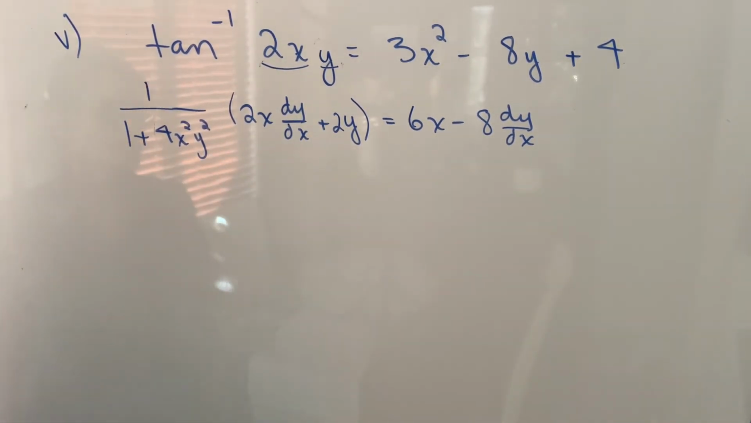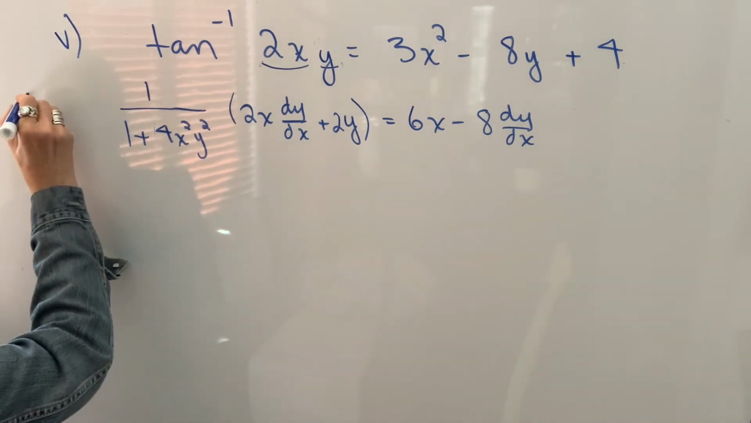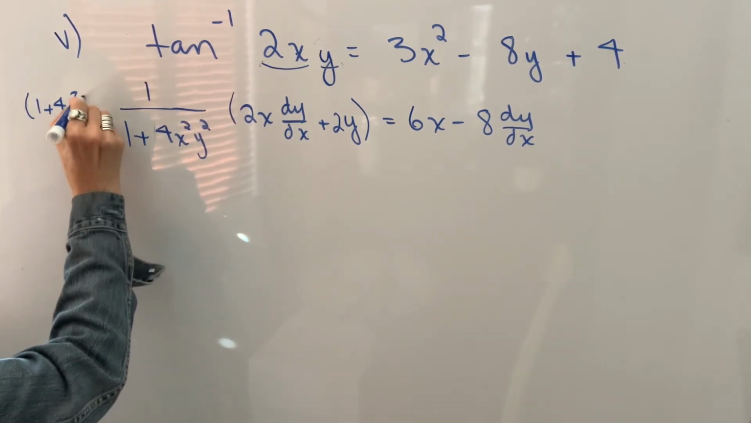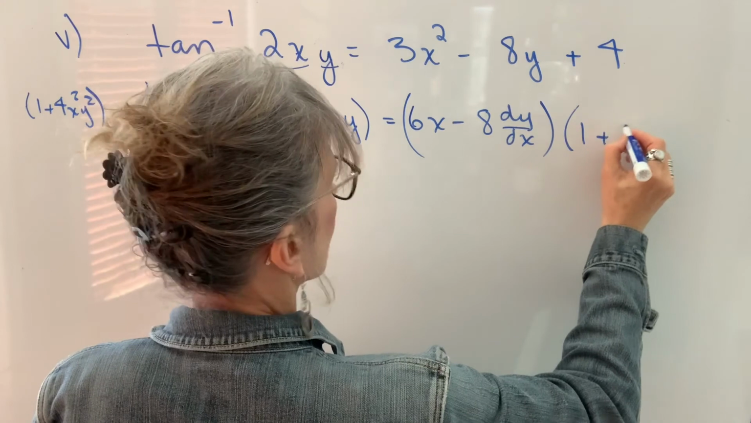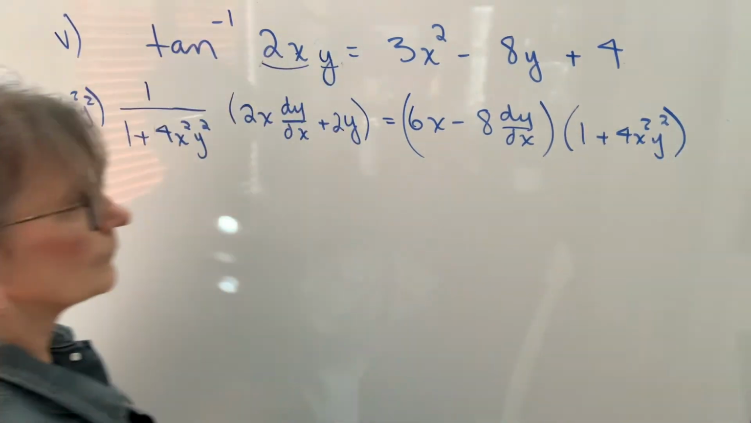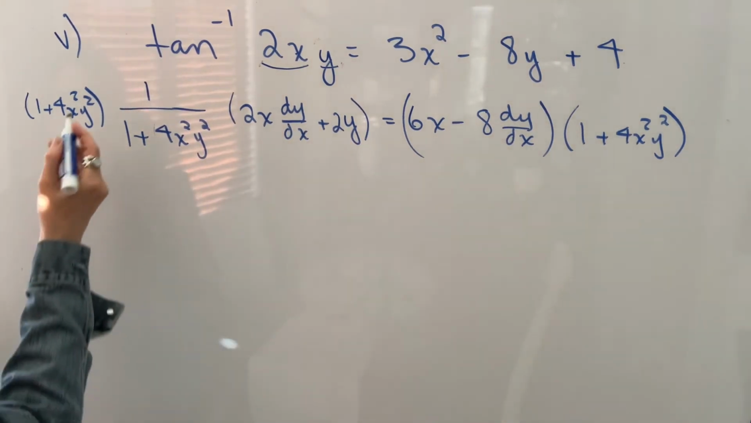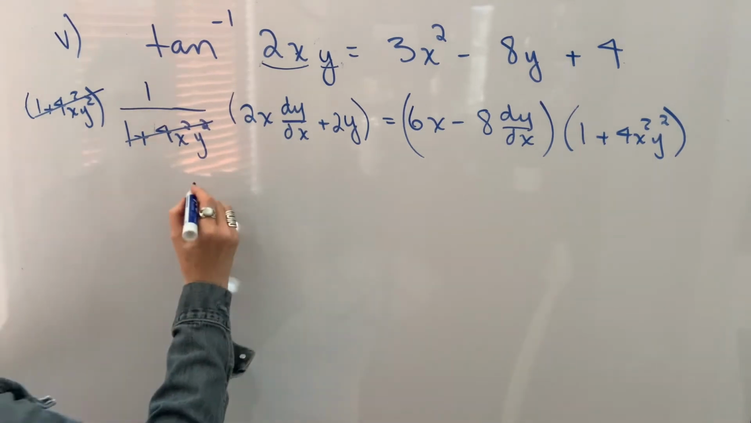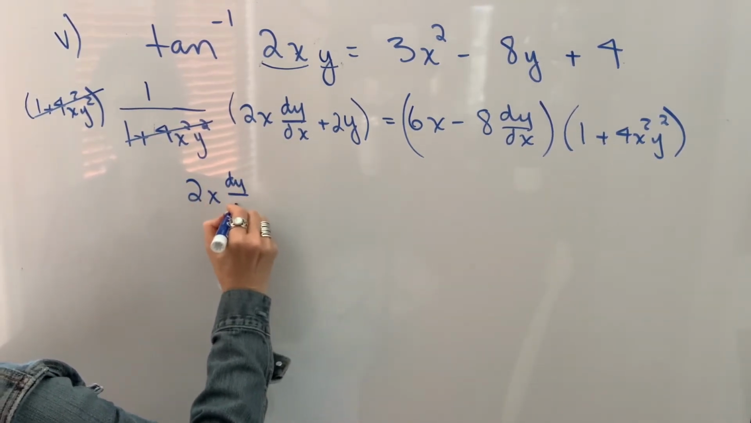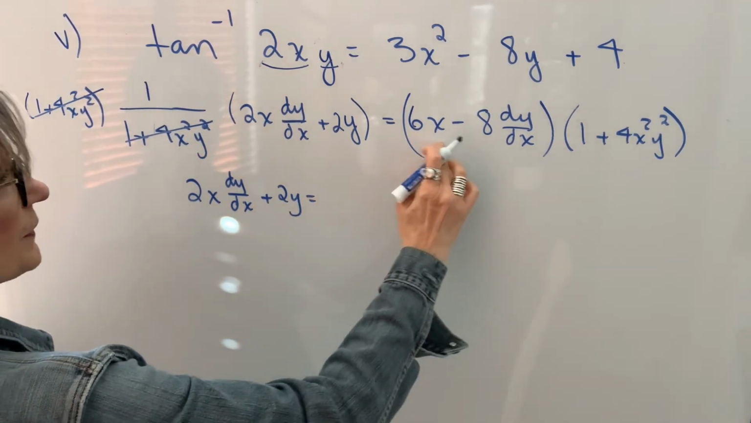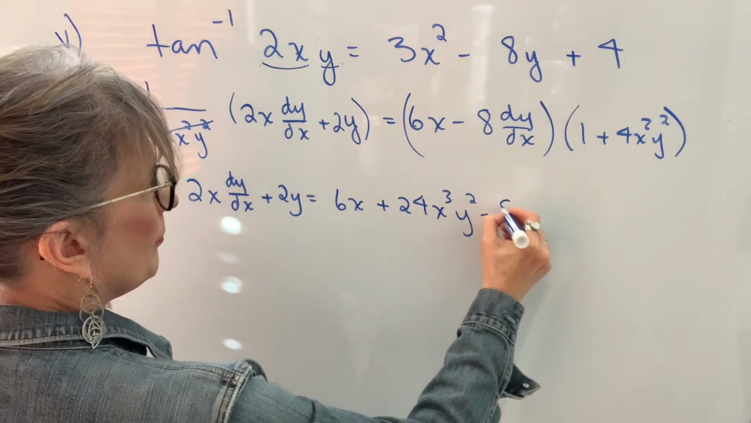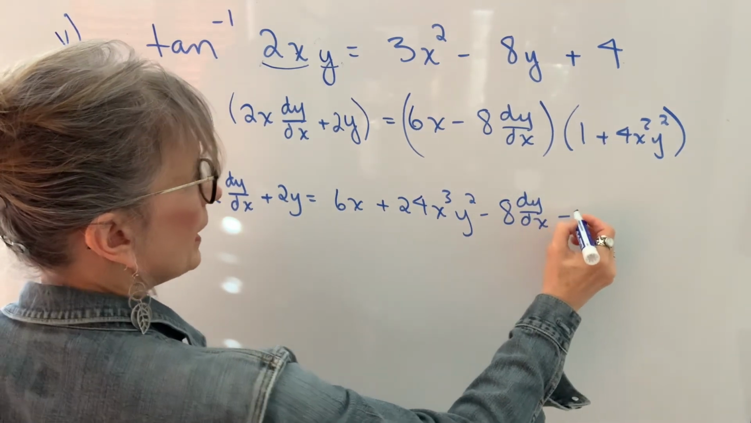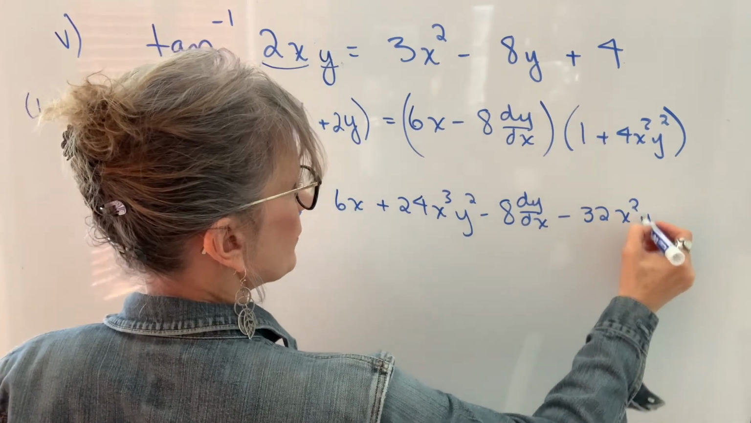I have a fractional equation, and what I usually do when I have a fractional equation is I multiply through by the lowest common denominator, which is this denominator. So I'm going to multiply both sides of my equation by 1 plus 4x squared y squared. And that allows me to eliminate that denominator. So I'm left with 2x dy dx plus 2y equals, I need to FOIL, 6x plus 24x cubed y squared minus 8 dy dx minus 32x squared y squared dy dx.